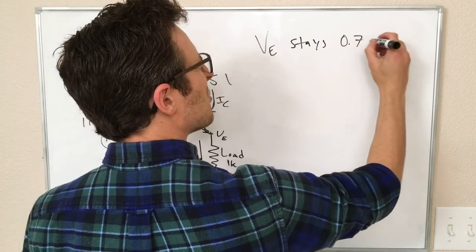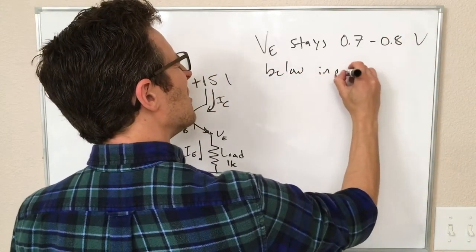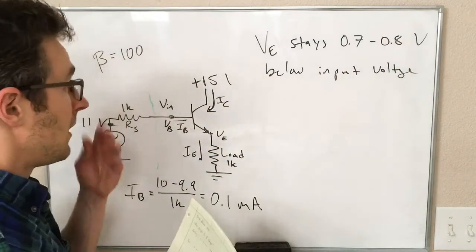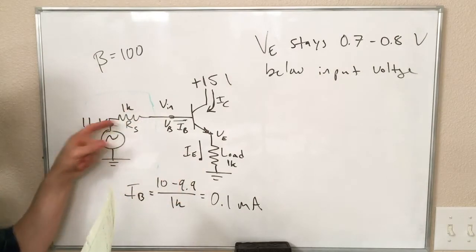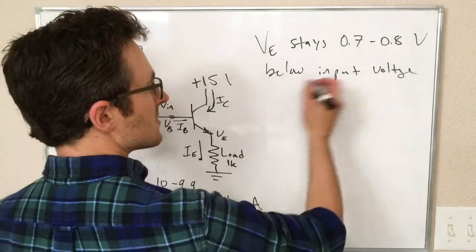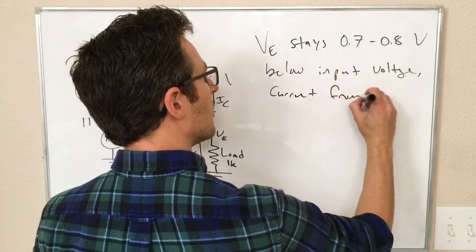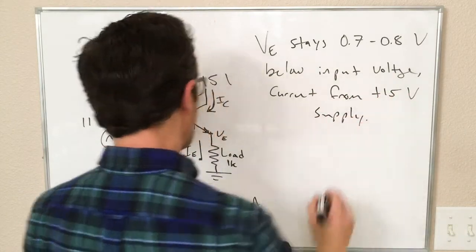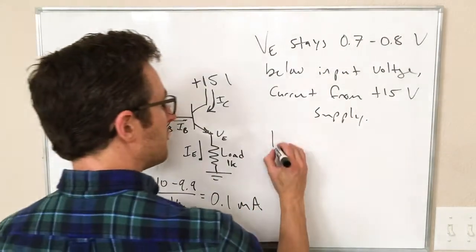VE stays 0.7 to 0.8 volts below the input voltage. And a whole bunch more current gets supplied here than is drawn from the source. So it stays that much below the input voltage. Current is from the plus 15 volt supply. Okay, so this is why this is called a voltage follower.